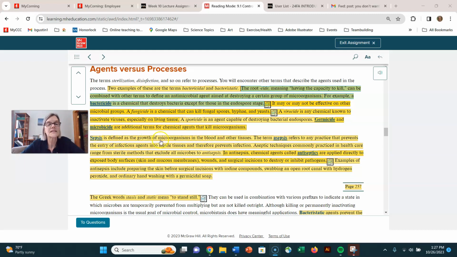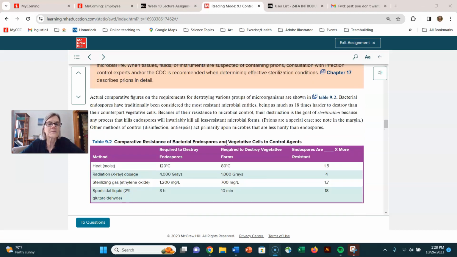A couple other words we have on there. Sepsis is the growth of microorganisms in the blood or other tissues. And you probably know if you put an A in front of a word, it makes it not. So asepsis is something that prevents the entry of microorganisms into the body. In the laboratory, we use aseptic techniques, not dirty techniques, that prevent the introduction of pathogens. Oh, we have one more word, antisepsis. We had that with antiseptic, so we're good with that.